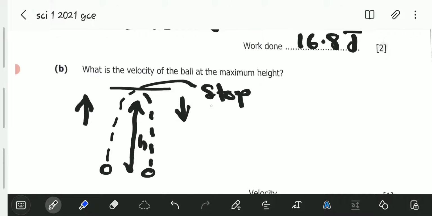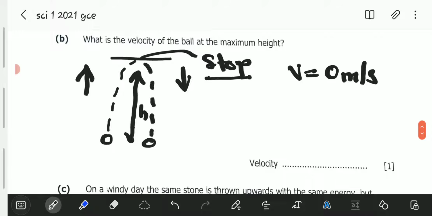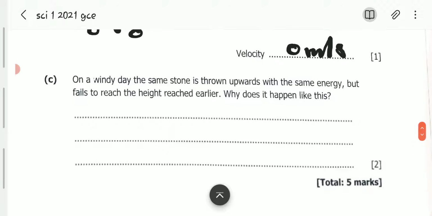If the object stops, it means that the velocity at this point, v, will be equal to 0 meters per second, because it has to stop so that it turns back. So the velocity at the maximum height is 0 meters per second. All right, we proceed to C.